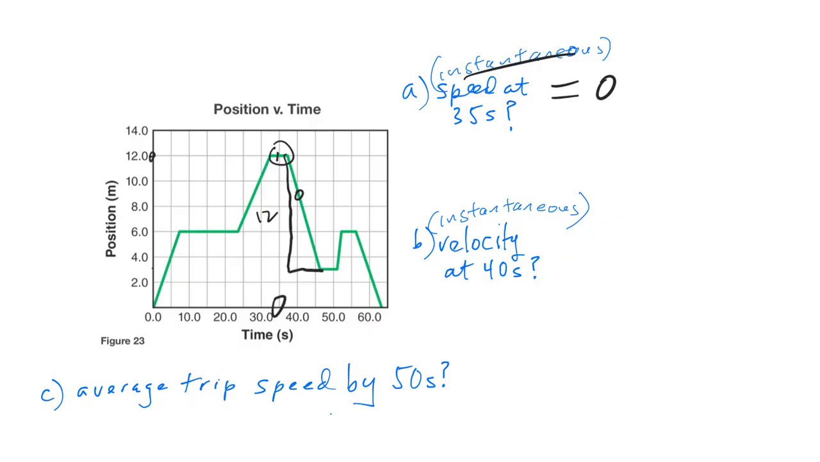Minus, looks like 3. Okay, so really it's 3 minus 12 because it's the final minus the original. But I just do 12 minus 3 and then make it negative. So that's 9, but it's negative 9, because it's going downhill.